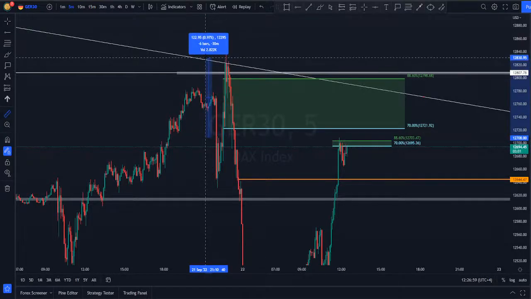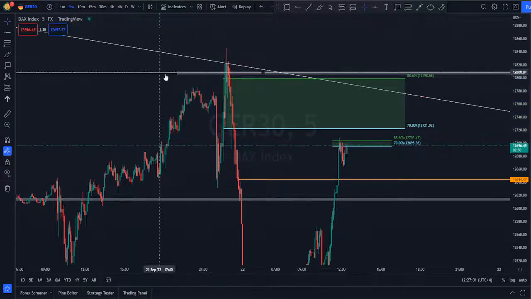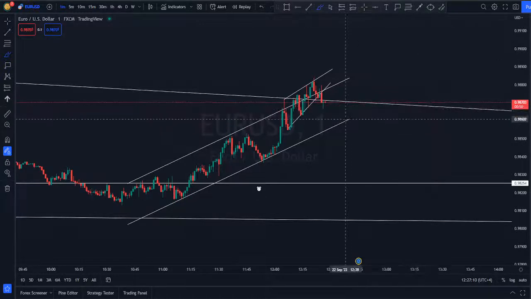Which is, how much is this? Oh no, the stop loss is too much. It's a no, no.